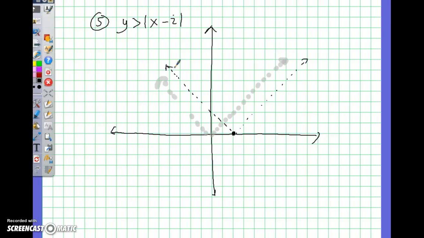I would pick 0, 0. I didn't stress the second 0 enough, so 0, 0. Plug in 0, 0, I get 0 is greater than the absolute value of 0 minus 2. So that'd be 0 is greater than the absolute value of negative 2, so 0 is greater than 2. Is that true? No. So 0, 0 is not a solution, so where do I shade? Inside the V.